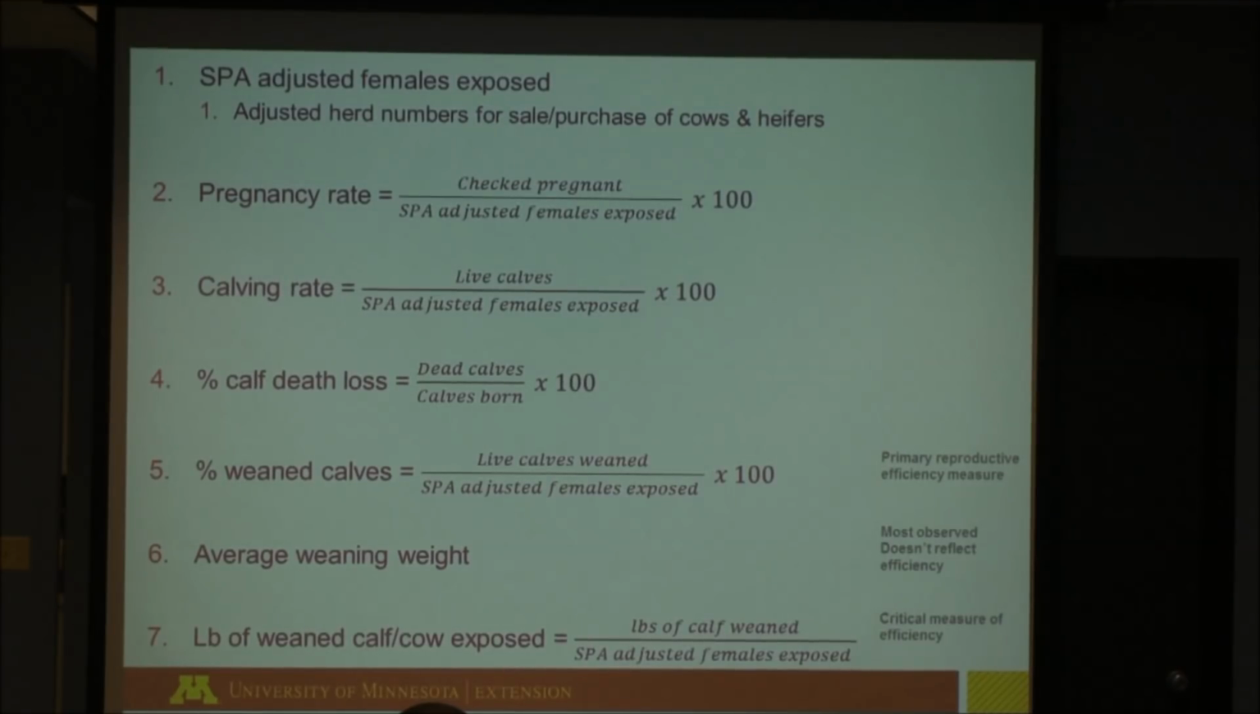Next one, average weaning weight. All right, so this is the most observed measure. But weaning weight by itself doesn't really tell us a whole bunch. So we kind of have to take it a step further. What we really want to know is pounds of weaned calf per cow exposed.